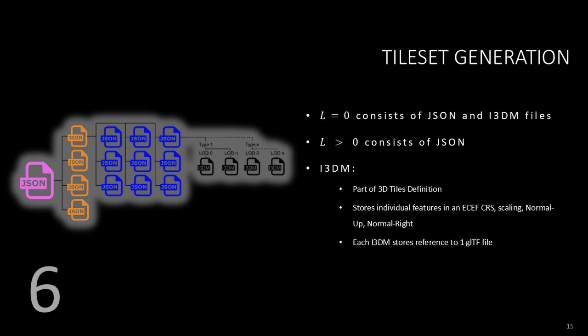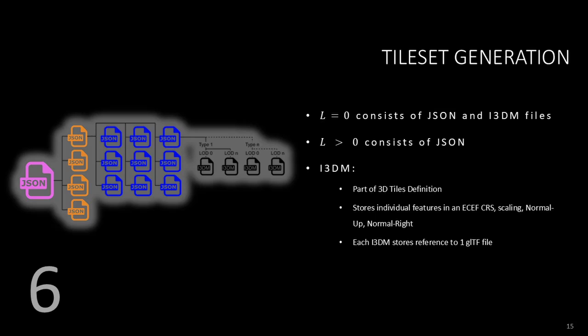For that reason, we require for each feature type and for each level of detail for each feature type an individual i3dm file. And those i3dm files are then combined using the JSON file.